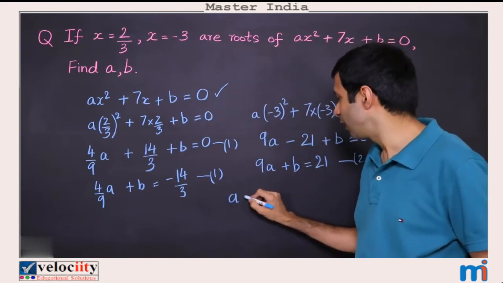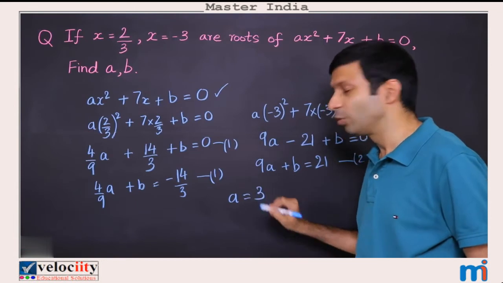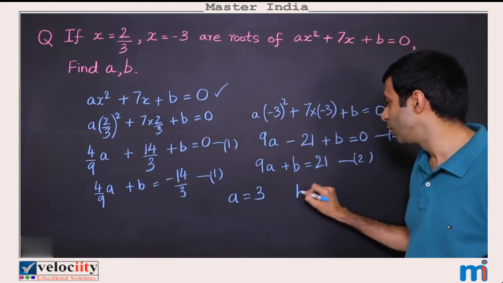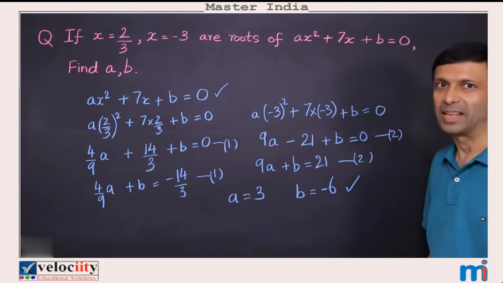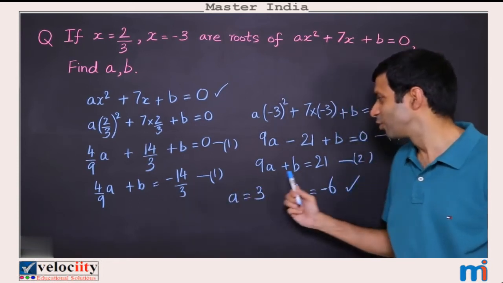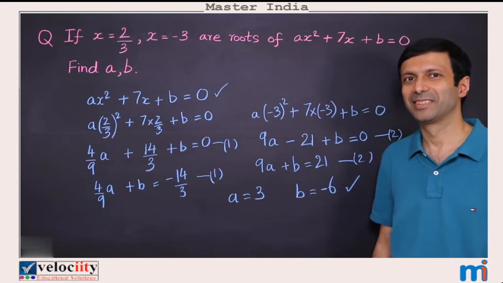So try this out yourself. You're going to get a equal to 3 and b equal to minus 6. So that's going to be our answer if you solve these two equations.